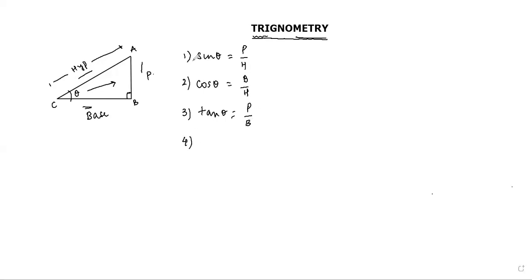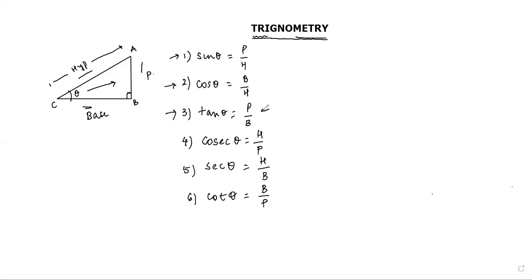What is the fourth one? The fourth one is the inverse of sine theta. It is called cosec theta. So what is cosec theta? The inverse means hypotenuse upon perpendicular, right? And the fifth one is the inverse of cos theta, which is called sec theta. So sec theta is h upon b, hypotenuse upon base. And the last one, cot theta, is the inverse of tan theta, and hence it becomes base upon perpendicular. The inverse of p upon b, cot theta becomes base upon perpendicular. All right, so now you may be finding it tough to remember all this.